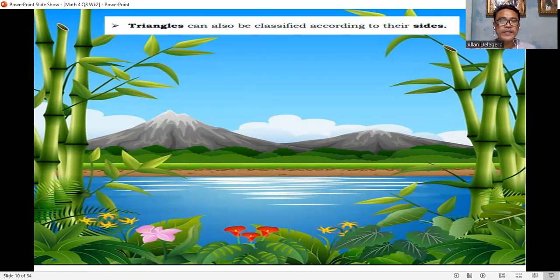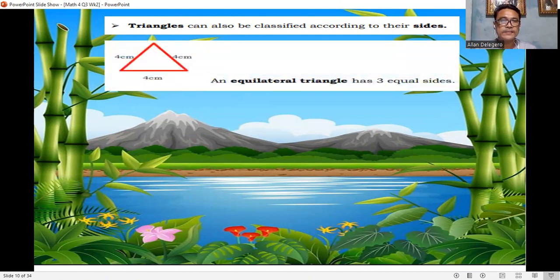Triangles can also be classified according to their sides. An equilateral triangle has 3 equal sides. And this is the example of an equilateral triangle. The 3 sides are equal. The first side is 4 centimeters, the second side is 4 centimeters, and the third side is also 4 centimeters.